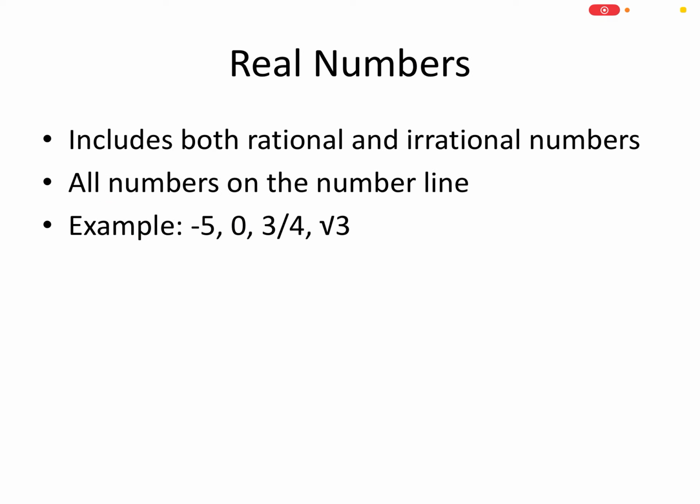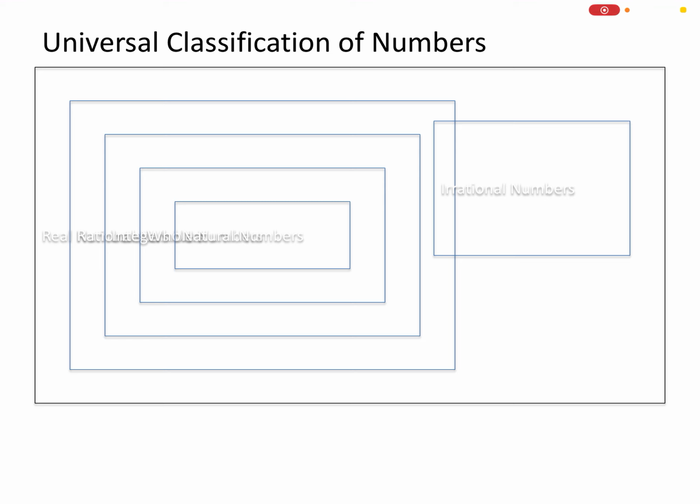So the last type of number we are going to take is the real number, and this is the last definition. It includes both rational and irrational numbers, and all the numbers on the number line are called real numbers. In short, if I give you the diagram, that diagram will give you the clarity. See, universal classification of numbers. So all numbers are real numbers.